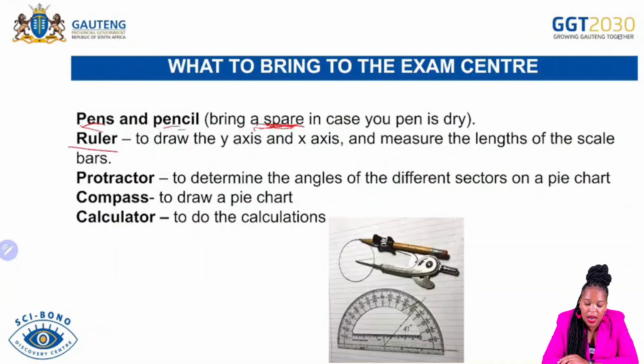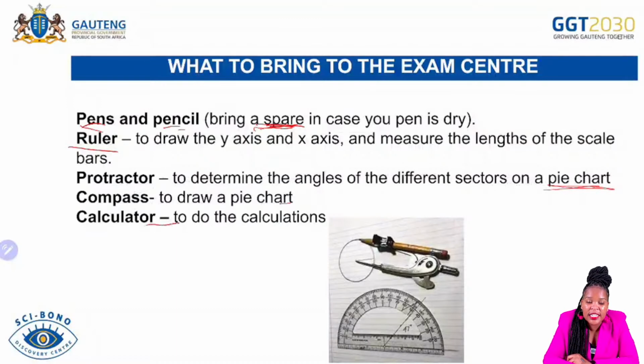Then you need to have a ruler. I cannot emphasize the importance of a ruler. You saw where we're going to use a ruler for your table, for your diagrams, the labels on the side, and also for the lines in your graph. Then protractor. You're going to use a protractor now to determine the angles of the different sectors in a pie chart. So this is very important. You need to have it for the exam. Or a compass to draw the pie chart also.